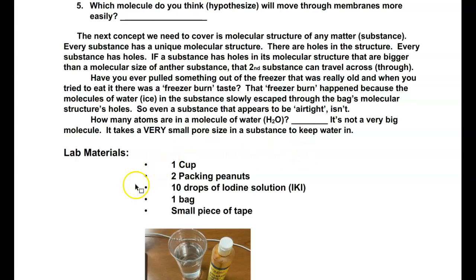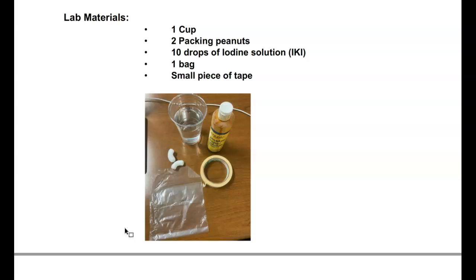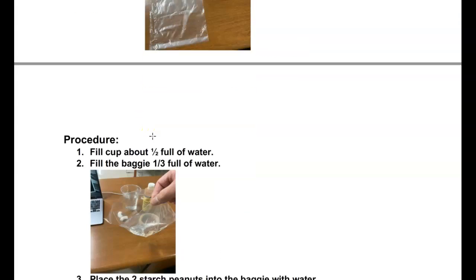All right, so let's look at some of the materials for the lab to set it up. We need a cup. We need 2 packing peanuts, but they're not just any packing peanuts. They can't be styrofoam. They are made of starch. Remember, the lab is starch and iodine. We'll need 10 to 15 drops of iodine, and again, we're using IKI. It's also called Lugol's solution. A baggie, just a plain old cheap baggie. Doesn't have to be Ziploc. Matter of fact, you're probably better off having the cheapest one you can purchase. And a small piece of tape. You've got those things and you're ready to set this up.